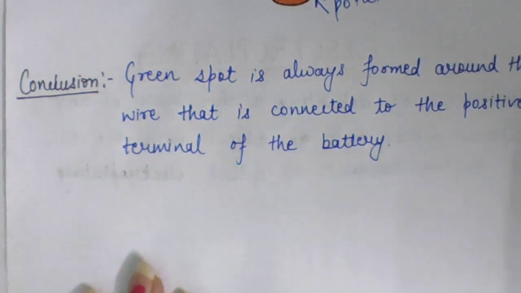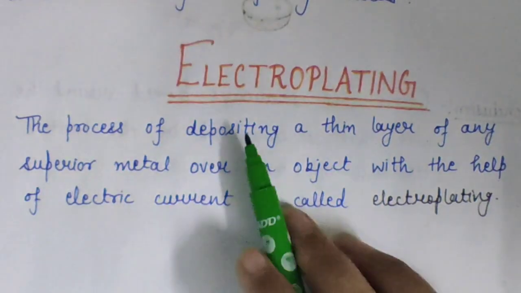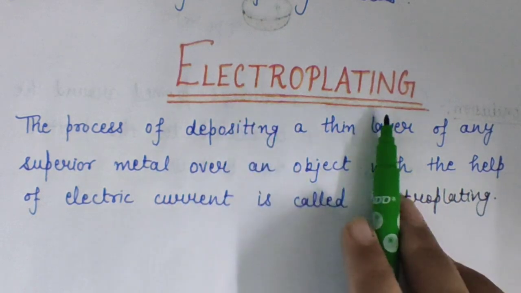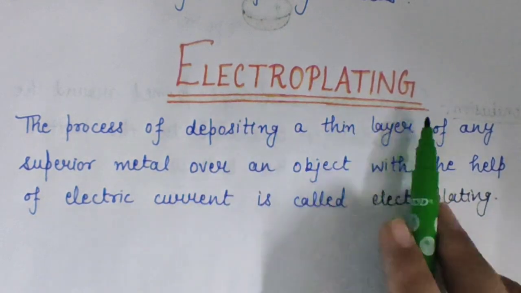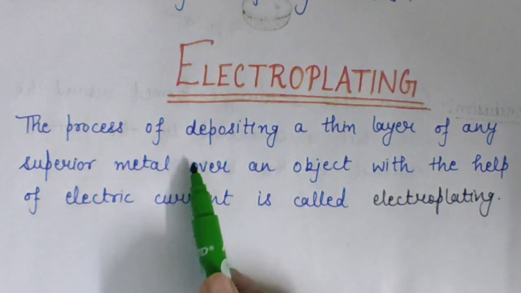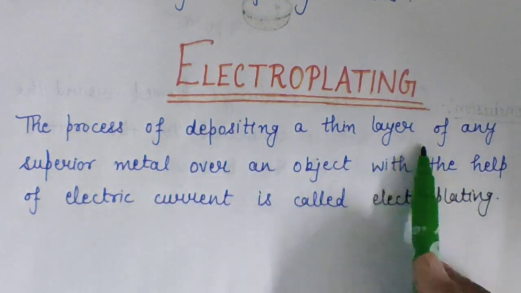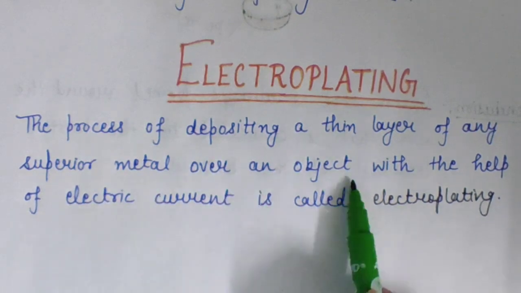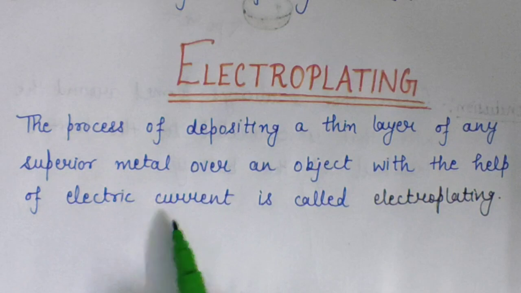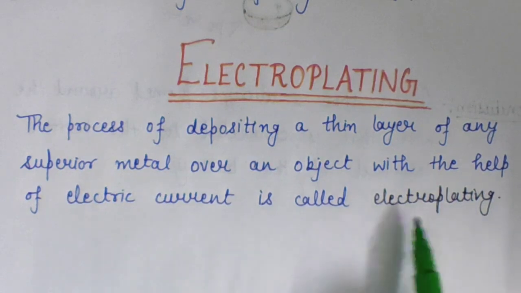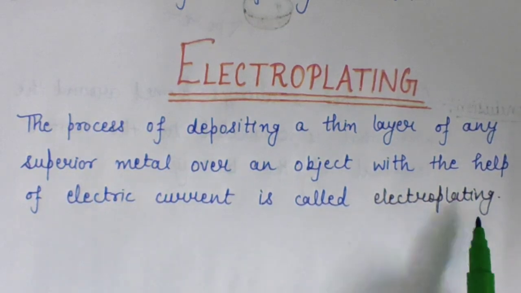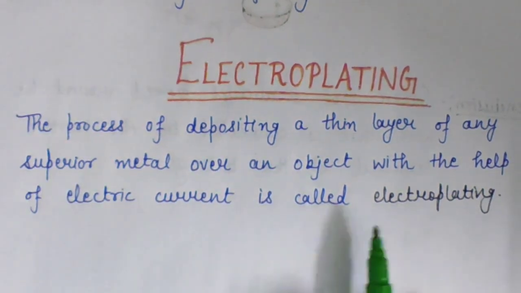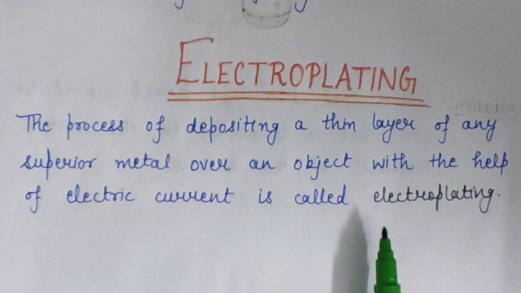Now our next and very important topic of this chapter is electroplating. Okay, now what is electroplating? The process of depositing a thin layer of any superior metal over an object with the help of electric current is called electroplating. Okay, so for describing electroplating, let us consider an example.